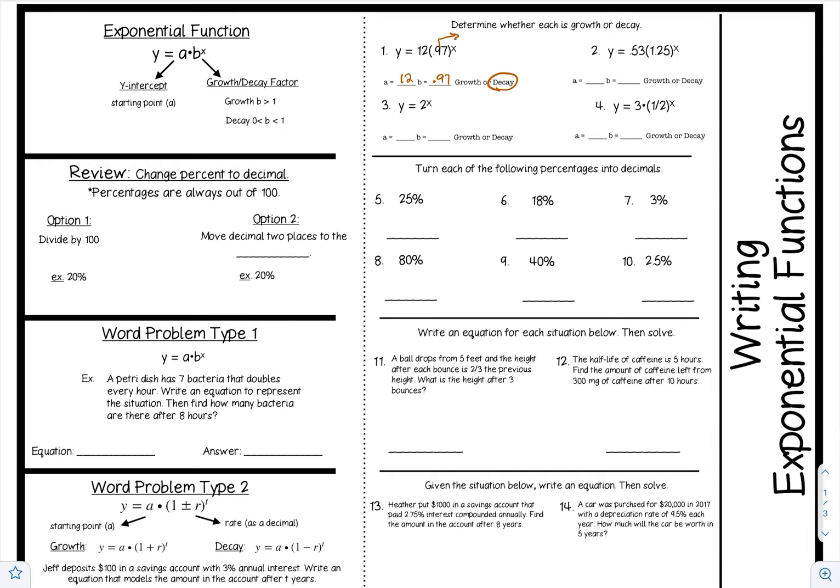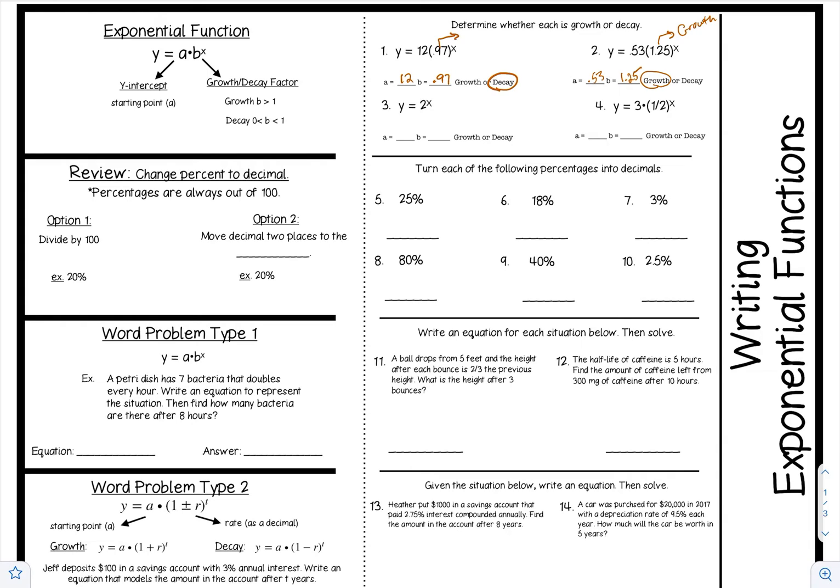All right. Now, number two, we have y equals 0.53 times 1.25 to the x. That 1.25 is greater than 1, meaning this is growth. Our a is 0.53 and our b is 1.25. I think you can complete 3 and 4.